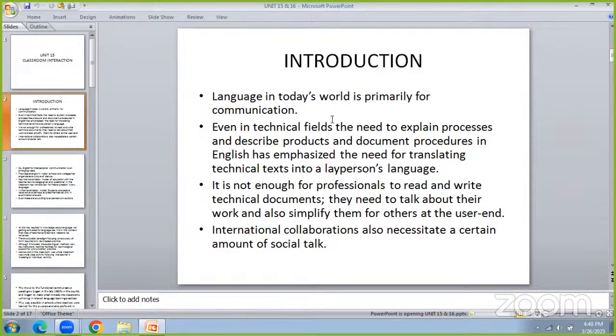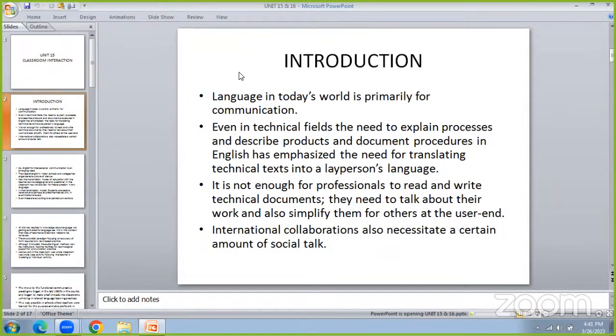Like the technical fields also need to explain processes and describe. For example, if an IT guy has developed a software, he should be able to make the audience understand what his product is, what his software is all about, how it works, and things like that. So he has to talk to a layperson, a person who is unaware of this technology. For example, a washing machine.